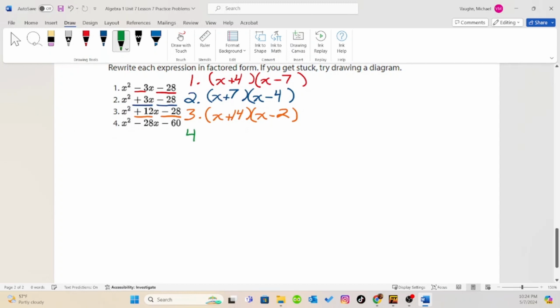And finally, number 4, we want factors of negative 60. So that means our signs need to be opposite. We're going to have an x plus, and we're going to have an x minus. And I want factors of 60 that are 28 apart, and I want the larger factor getting the negative. So I have 1 and 60, those are 59 apart, and I have 2 and 30. Those are 28 apart, and I want the larger one with the negative, so it'll be x minus 30 and x plus 2.